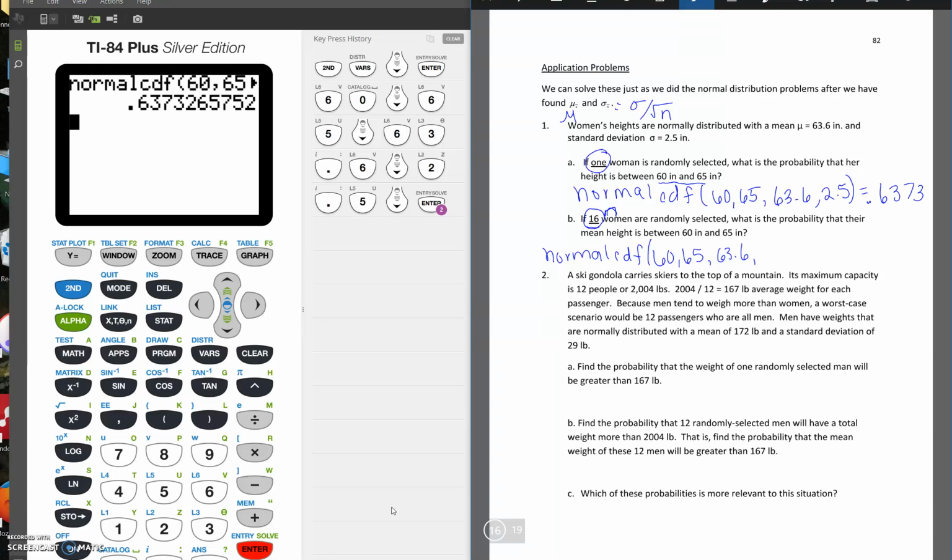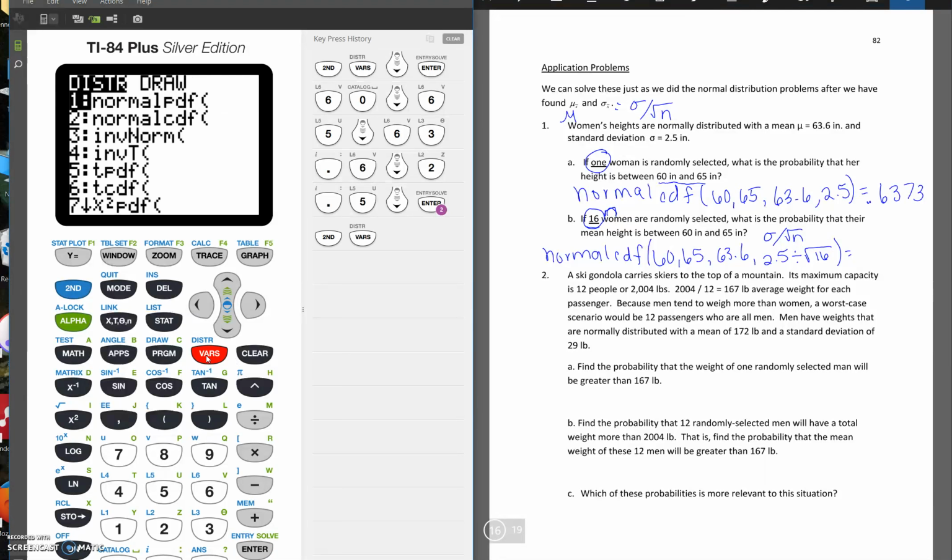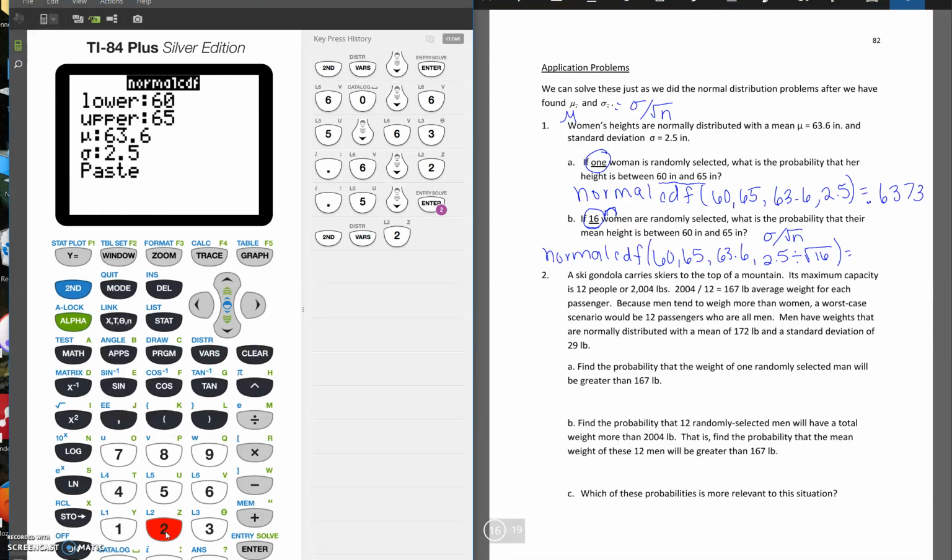63.6. But for the standard deviation, remember, we do sigma divided by the square root of n. So we're going to put in 2.5 divided by the square root, our n was 16. So you can just put in 2.5 divided by the square root of 16.